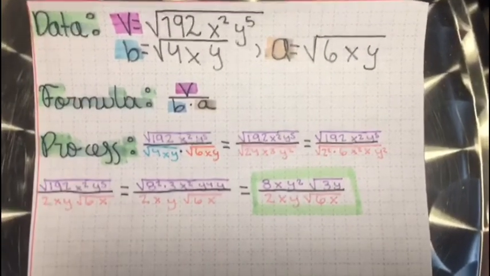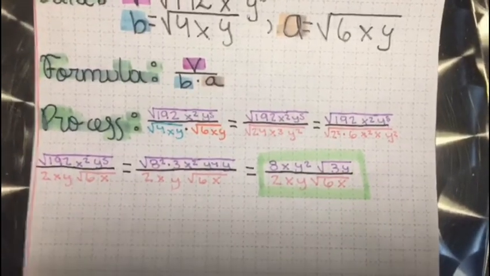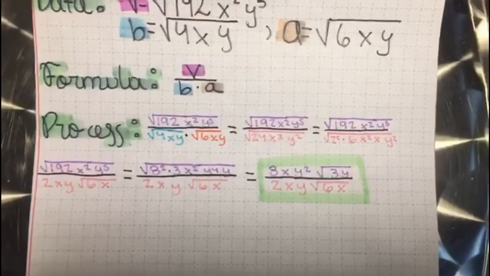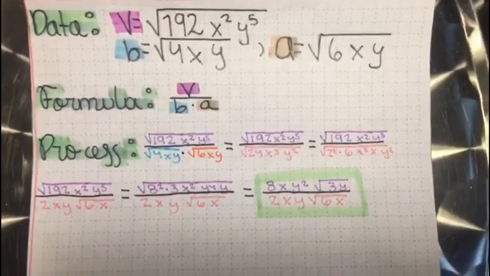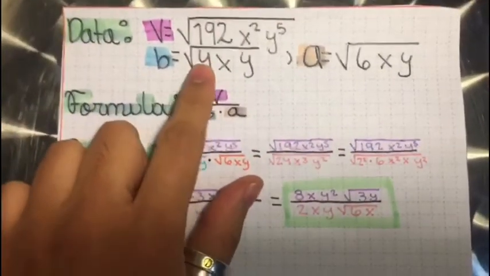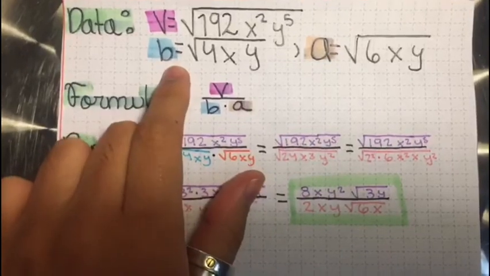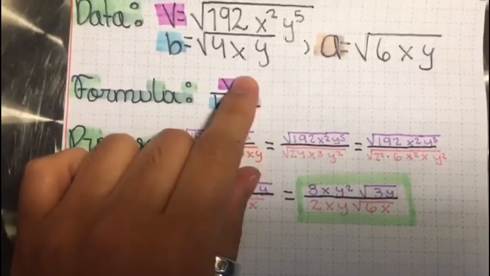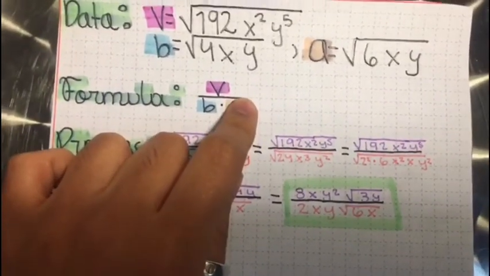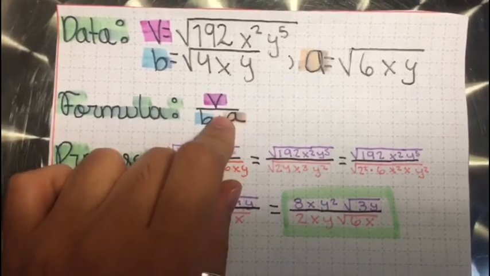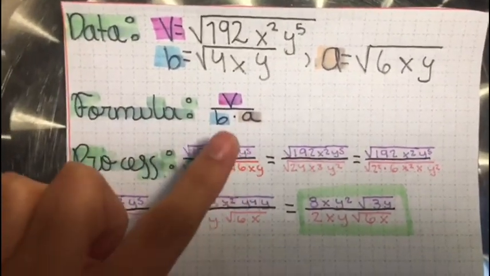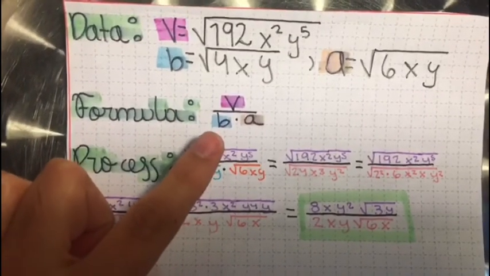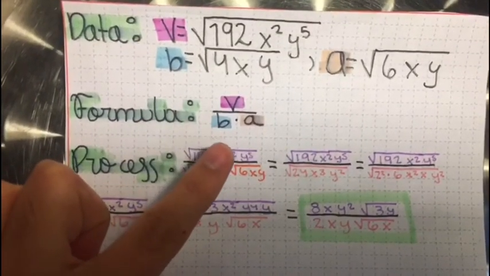So in this exercise, we need to find the height of the rectangular prism. And we have this data. We have the volume and the two sides of the base, so we need to multiply them to obtain the area of the base, and the formula to obtain the height is to divide the volume by the area of the base.